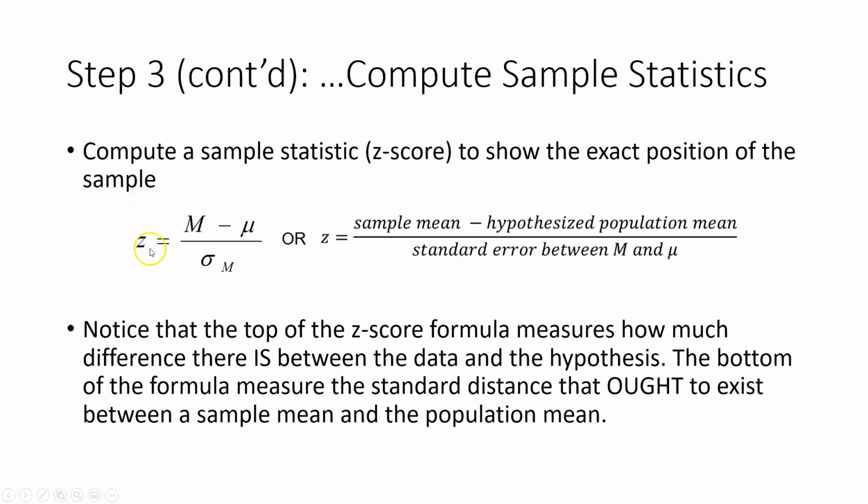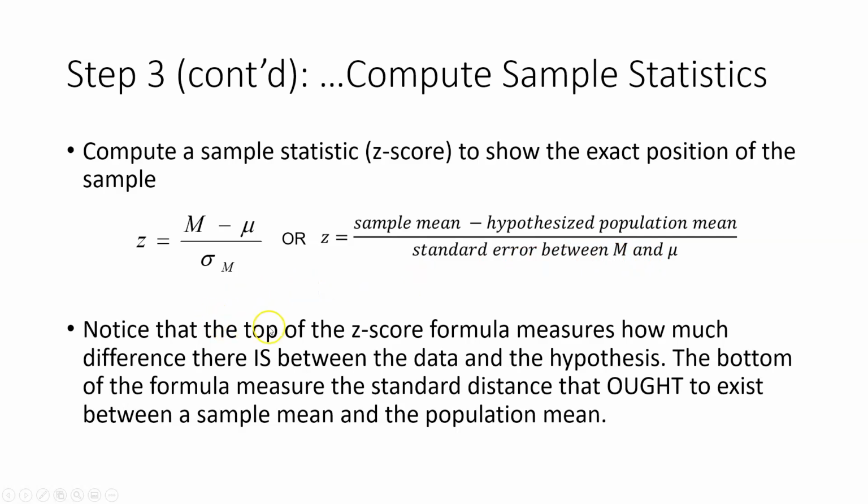So the z is computed, as you know, by the mean of the sample minus the mean of the population divided by the standard error of the mean. Or, I'm going to say this in words, the z is equal to the sample mean minus the hypothesized population mean divided by the standard error between sample means and the population mean. Remember, standard error is the typical distance that a mean on average will be from the population mean.